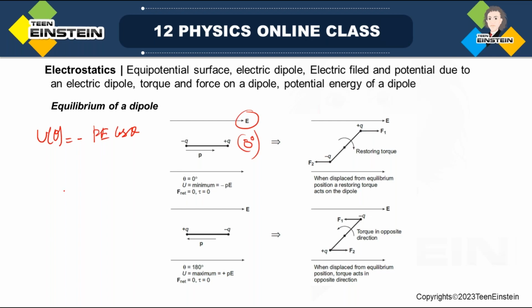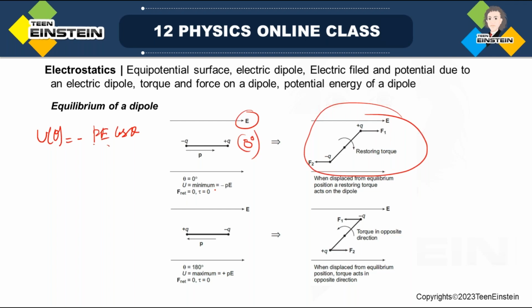Now we have seen that if the electric field and dipole are in a different direction, there will be a torque, as you see here. There will be a torque acting on the object, and that torque will try to rotate this charge system. So this is a restoring force. This actually acts as a restoring force, that means it is bringing it towards its equilibrium position.